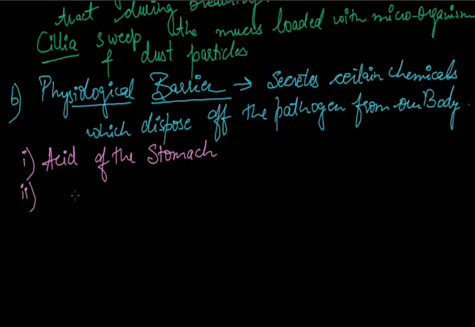Second is the bile, which is secreted by the liver and stored in the gallbladder, which does not allow the growth of any microbes.